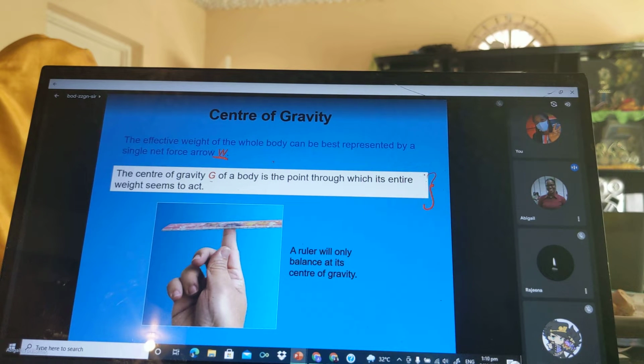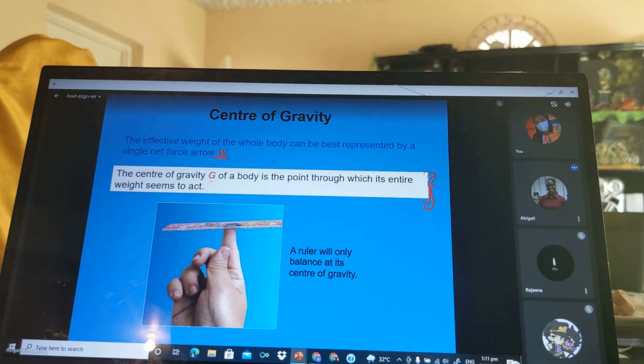Right? So if you're going to define what the center of gravity of an object is, you're going to define it as the point through which the entire weight of the body seems to act. It seems as if that is where the weight of an object will act. That is where it will be pulling downwards vertically. Or it's the point at which the object will balance out. So if you have an object, it tends to balance at the center of gravity.